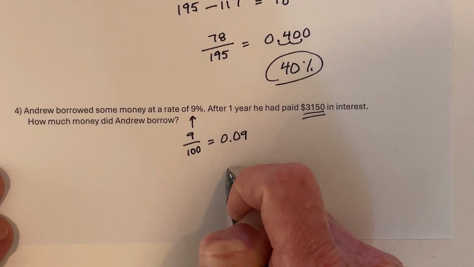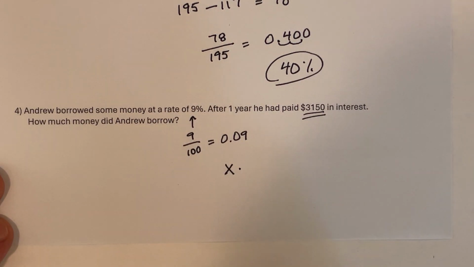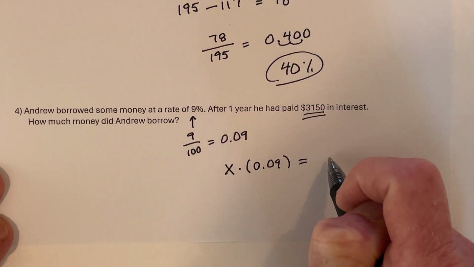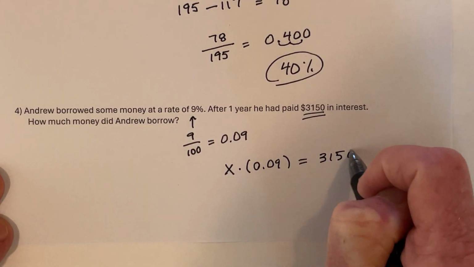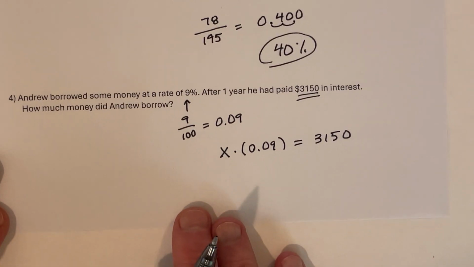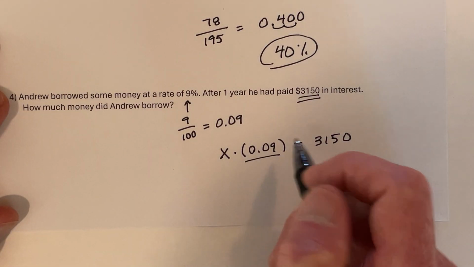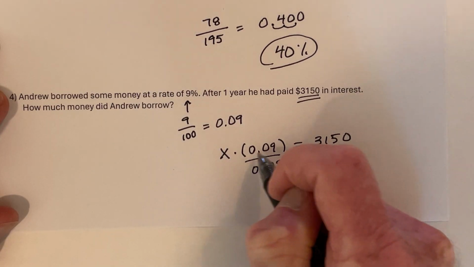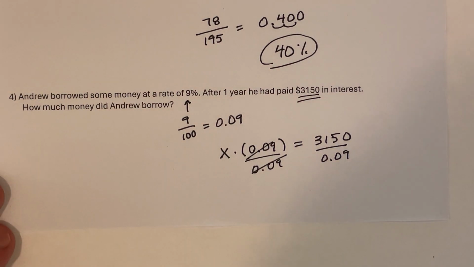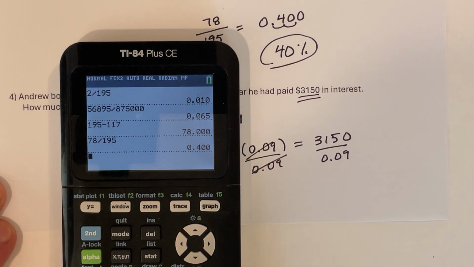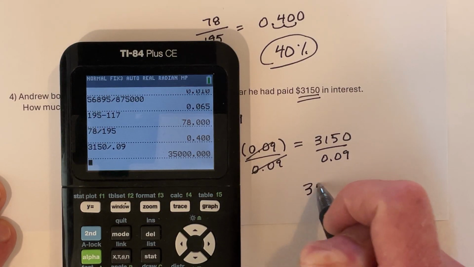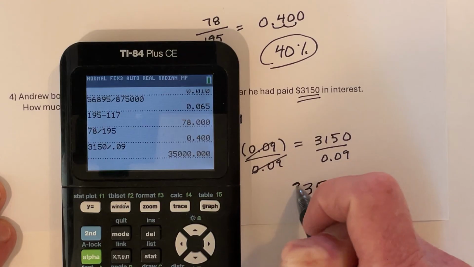So if you have, I'll just use X for the amount of money that he borrowed. And if you multiply that by the 0.09, then that will tell you that he paid $3,150 in interest. So to solve for X, I've just got a little bit of algebra. Divide this side by 0.09 and divide this side by 0.09. And once these cancel, we'll know how much he borrowed. So 3,150 divided by 0.09. So he borrowed $35,000. Maybe he got a truck or something like that.